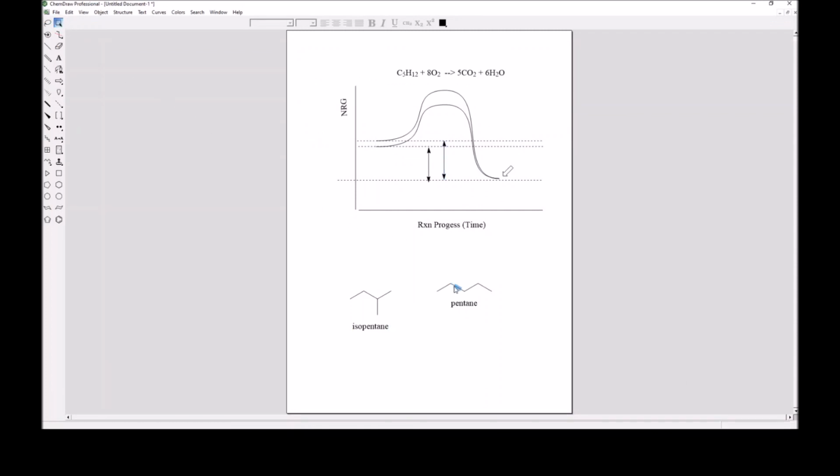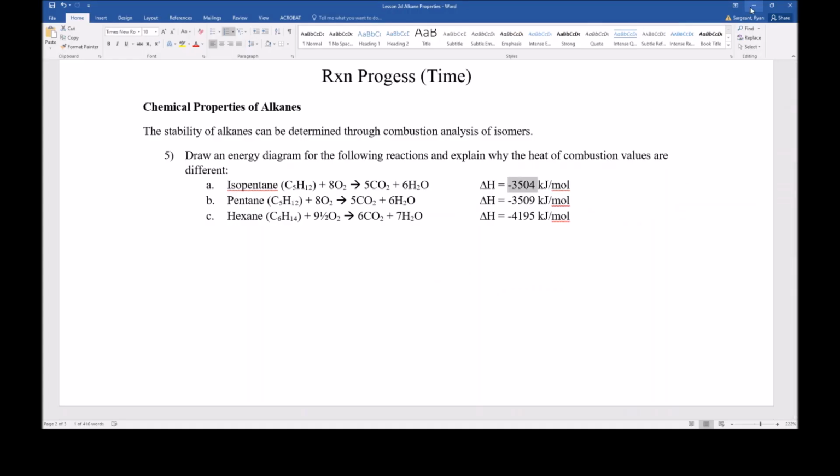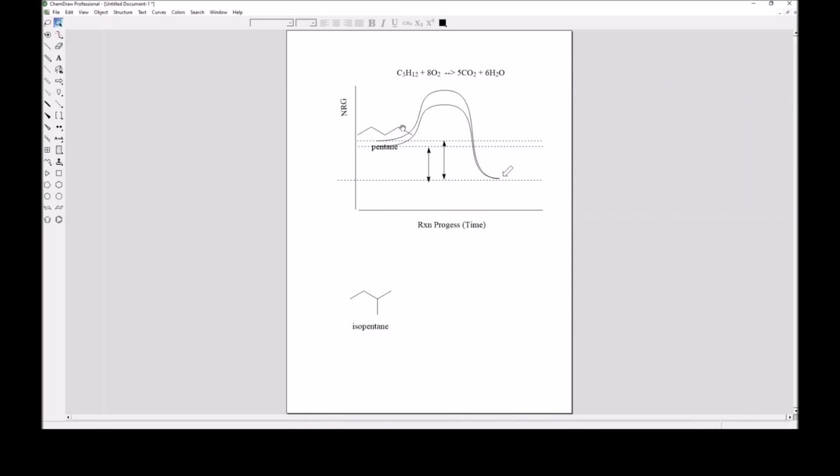So if the pentane gives off more total energy, that means that the pentane is the one that starts at a higher point up here. The pentane starts up here, and the isopentane is the one that starts at a lower energy state. And this again is based on the fact that when I burned the pentane, I got more total energy out of it. When I burned the isopentane, I got less total energy out of it. They both end up at the same point because both of them end up producing 5 molecules of carbon dioxide and 6 molecules of water for every molecule that I burned.